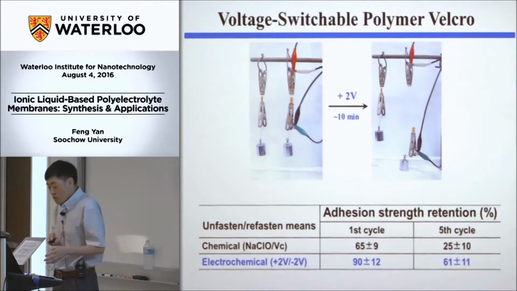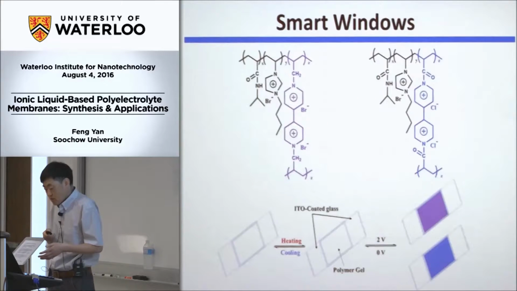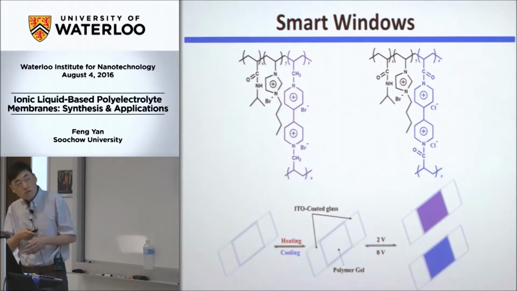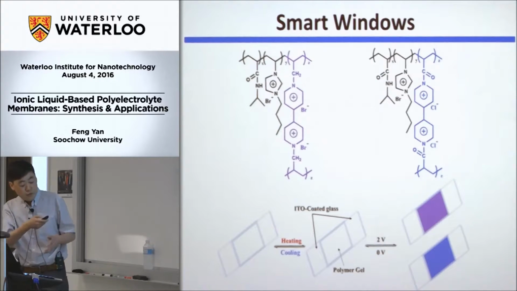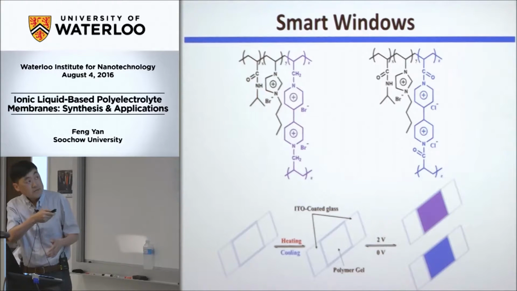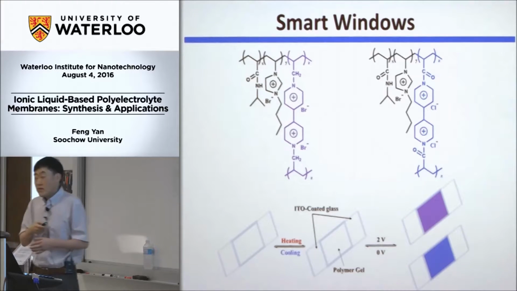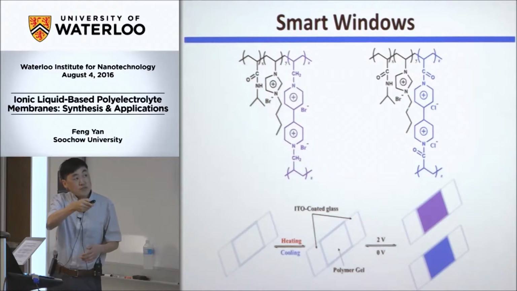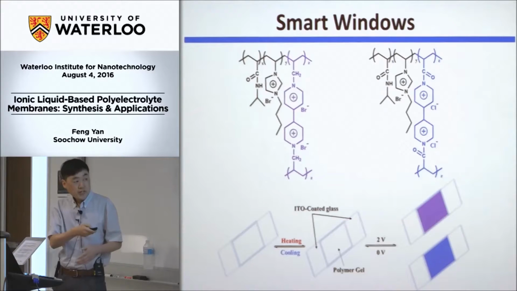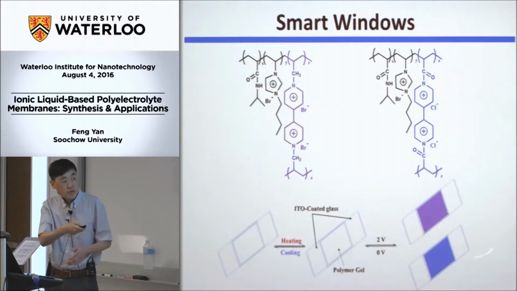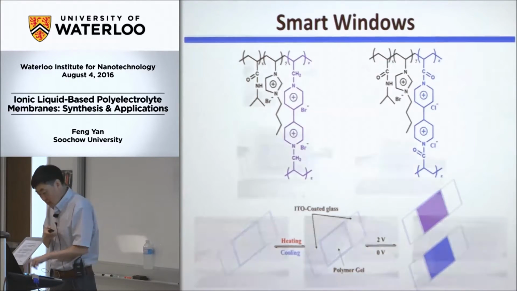So after this paper was published, we tried to find out if there are any other applications of polyionic liquid membranes. So we came to smart windows. As you can see here, this compound can show different colors at different voltages. And if we combine these polyionic liquids with these functional groups, you can get different colors of the glass. For example, we sandwich this membrane between 2 glass panes, and you can get different colors.